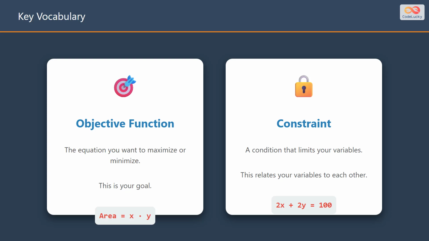Before we solve a problem, let us define two critical terms. First, the objective function. This is the equation representing the quantity you want to optimize, like area equals x times y. Second, the constraint. This is a rule or condition that limits your options, such as a fixed amount of material. The constraint allows us to link our variables together.